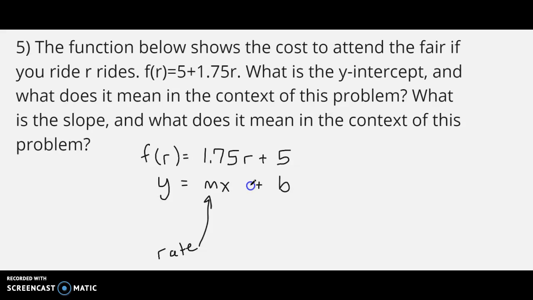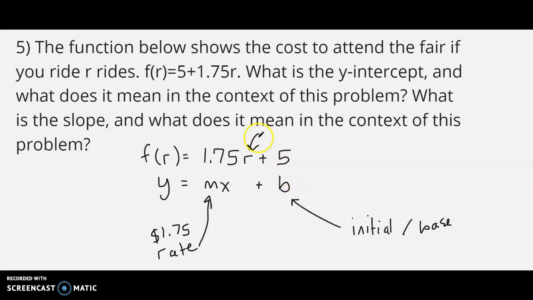Now, if you ride 2 rides, 3 rides, 4 rides, it doesn't matter. You would plug in that number for R. Okay, so in the context of the problem, the 1.75 is the amount of money it costs to ride R rides. It's the amount per ride. The B, that's the y-intercept. In story problems, it is usually the initial or base amount. Alright, so it's like the starting amount no matter what.